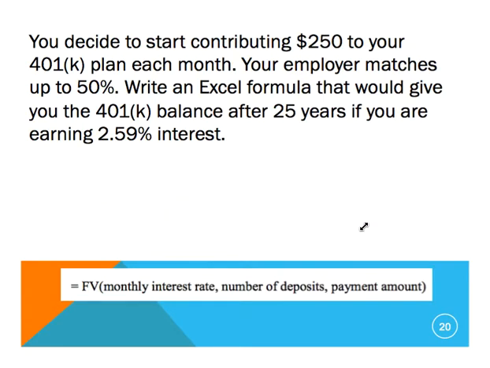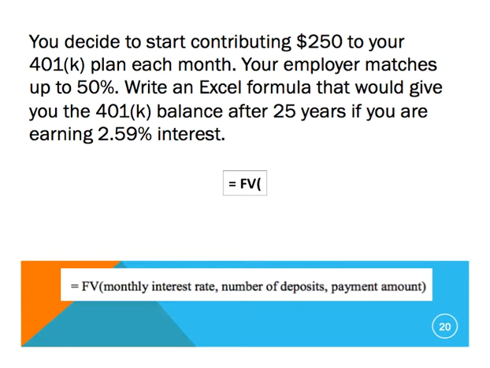So let's take a look at this one. This says you decide to start contributing $250 to your 401k plan each month. Your employer matches up to 50%. Write an Excel formula that would give you the balance after 25 years if you were earning 2.59% interest. And I have the formula typed at the bottom here from your formula sheet.